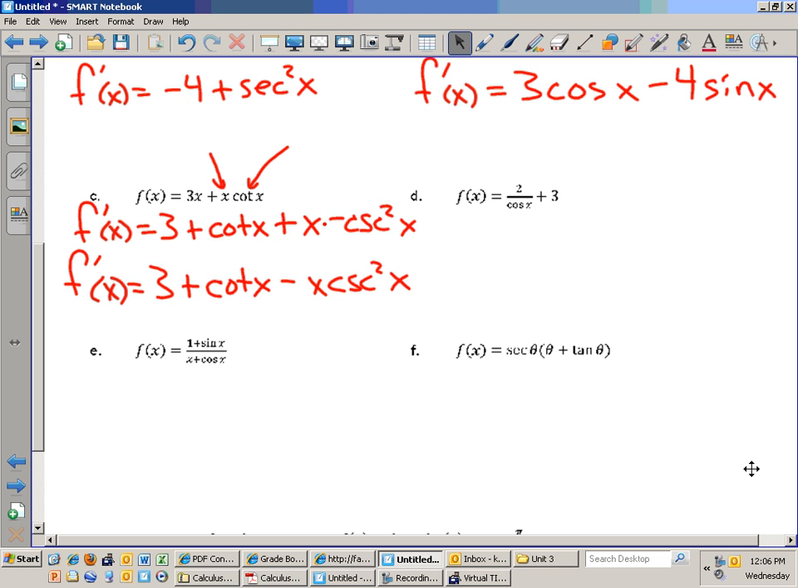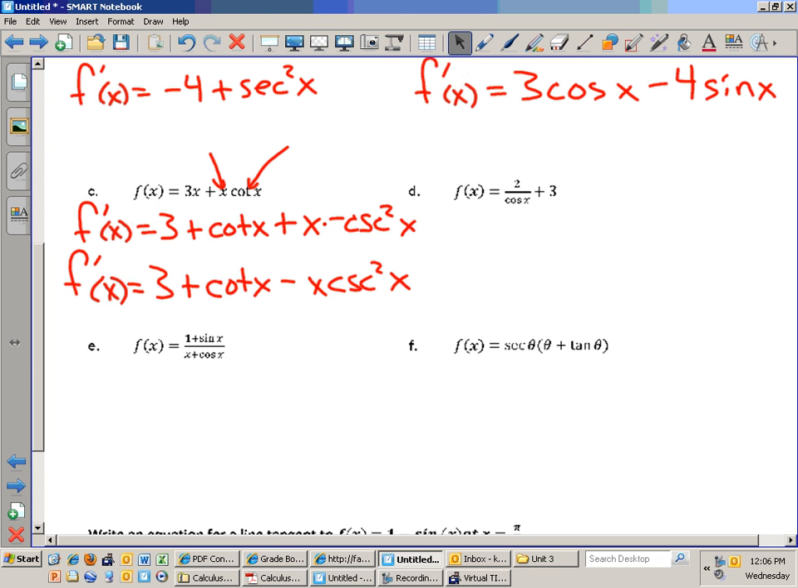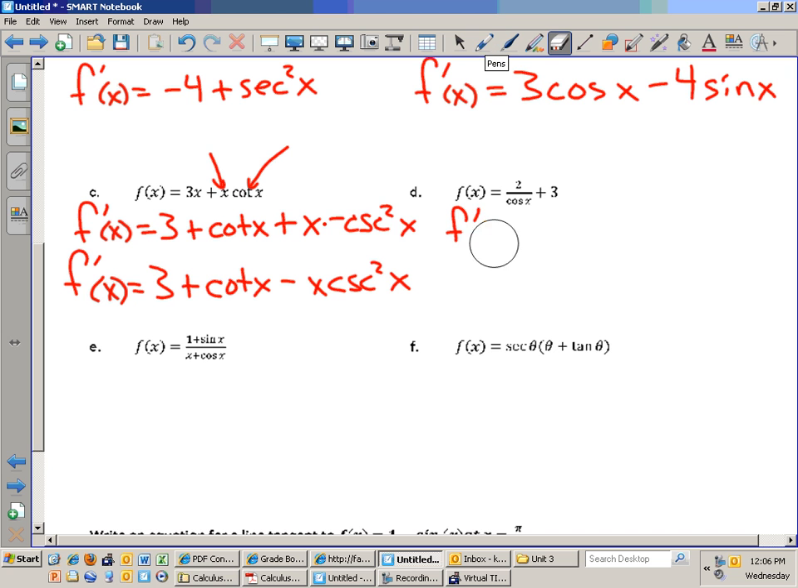Okay, let's look at an example that looks significantly more difficult, but this is actually pretty easy, okay? Sometimes your knowledge of trigonometry really helps you out. And so I'm going to rewrite this function. I'm going to rewrite it as f of x is equal to 2 over the cosine of x. It looks like I would have to use the quotient rule or something like that. But I don't need to, because 2 over the cosine of x is the same as what? 2 secant.